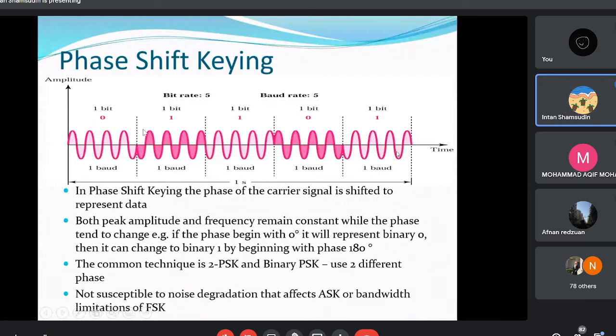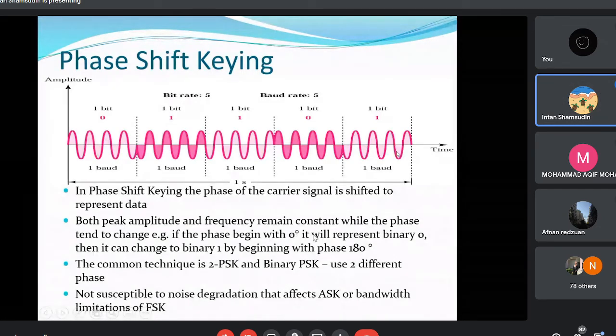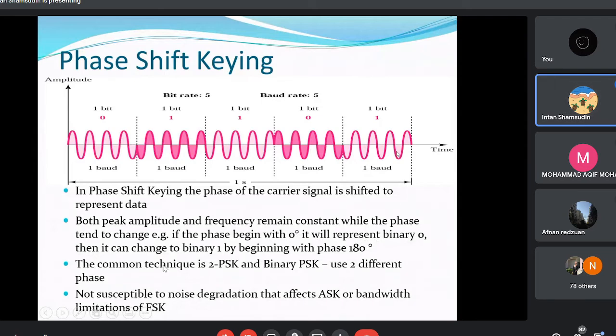Kalau tadi dia punya phase sama je, sambung semua sama. But then this one phase dia berubah. Alright? Dia akan jadi macam M lah, jadi macam W lah. Alright? So both peak amplitude and frequency remain constant. Okay? Amplitude and frequency sama je. Alright? While the phase tends to change. Okay, if the phase begins with 0, it will represent binary 0. Okay, then it can change to binary 1 by beginning with phase 180 degree.